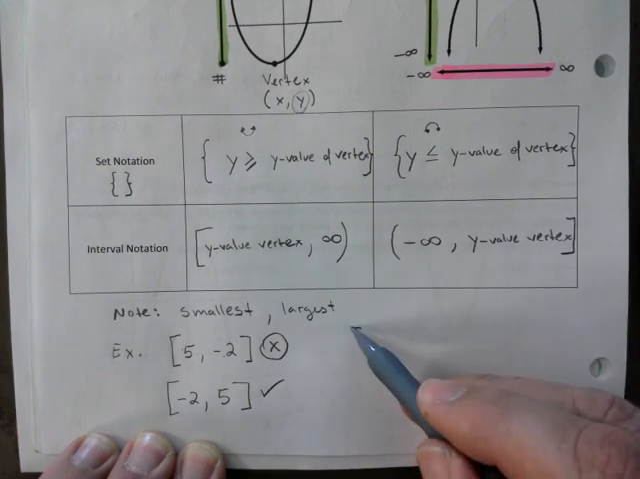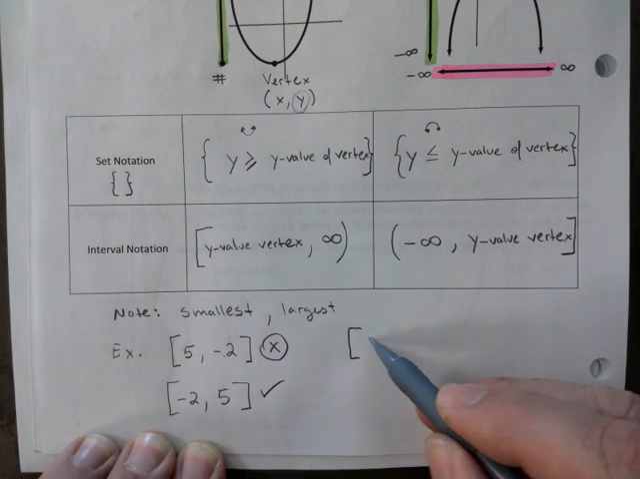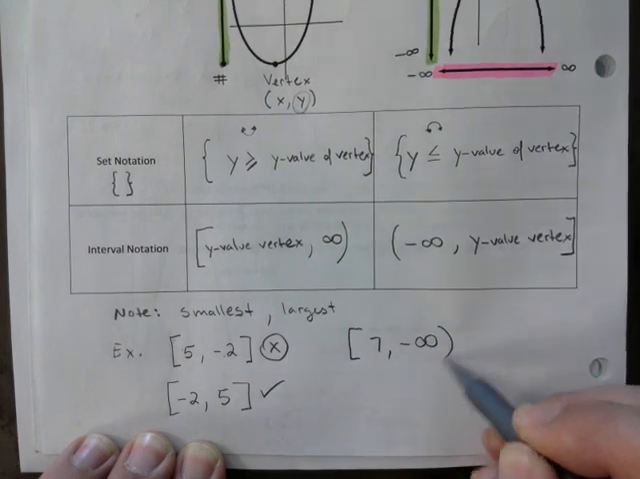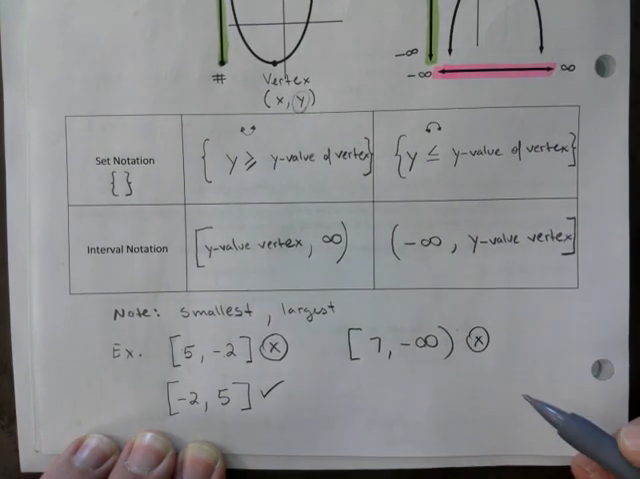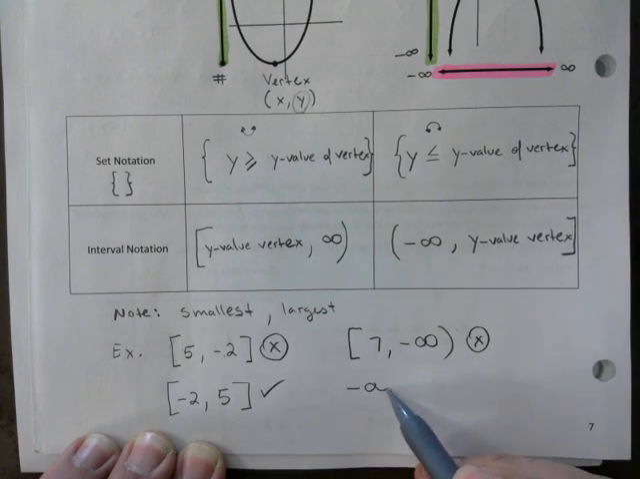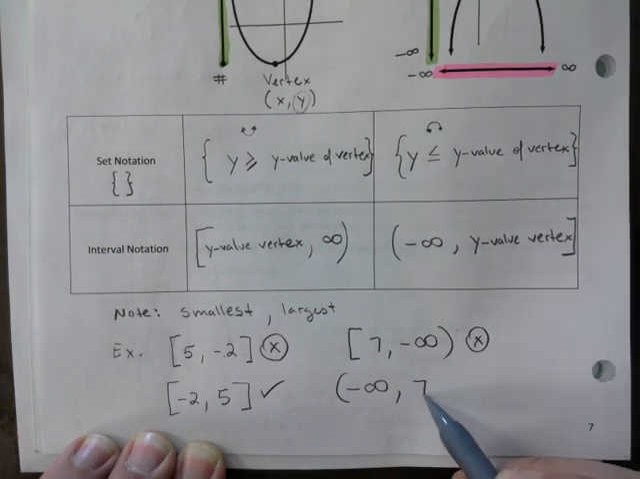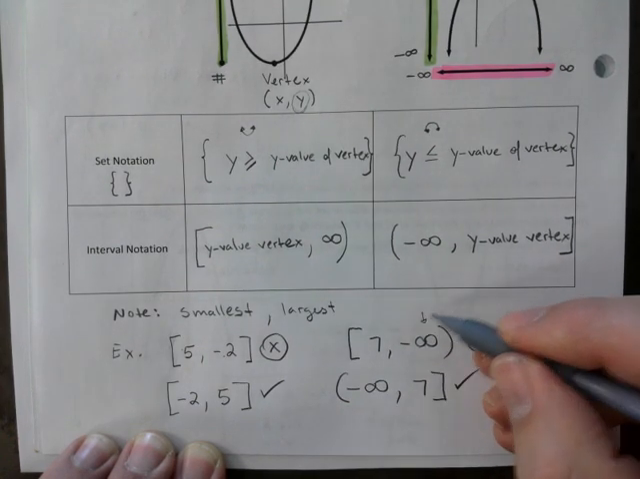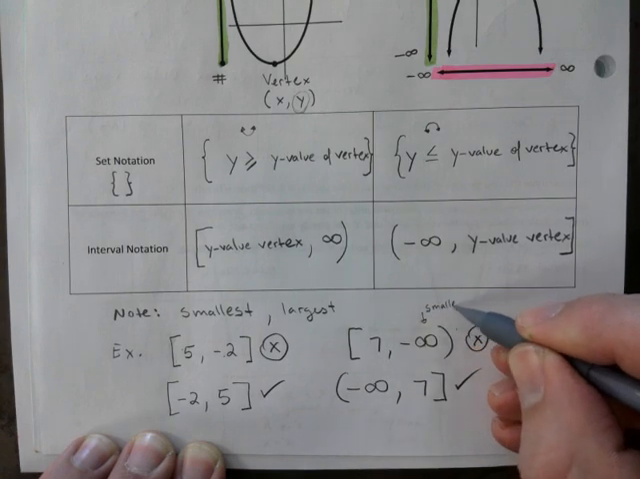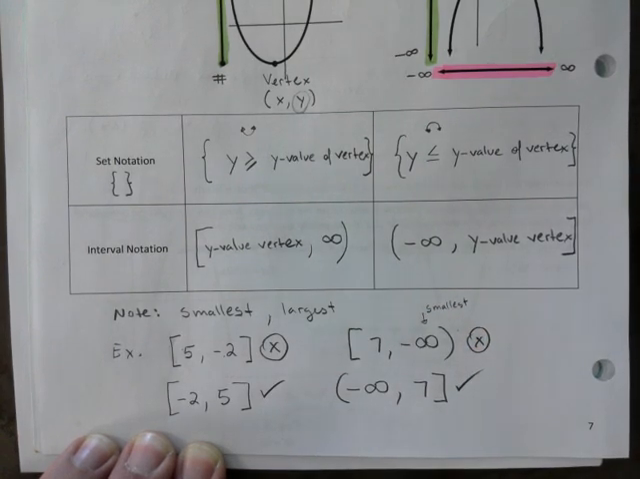Or some students will go and say 7, negative infinity. Which one is the smallest out of the two? Well, infinity is really big, Mr. Jackson. I know, but negative infinity is as small as you can possibly get. So this is wrong. You've got to go negative infinity first, all the way to 7 positive, like that. That is correct, because this is the smallest here. So smallest first, then largest second.